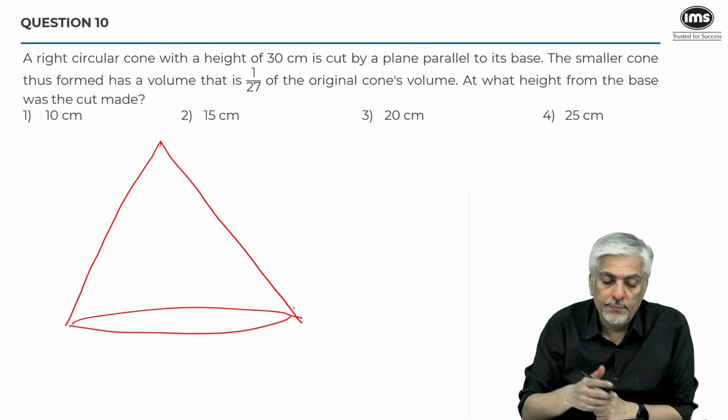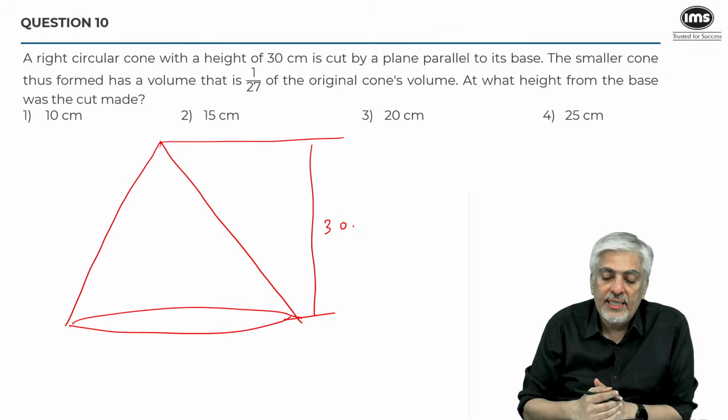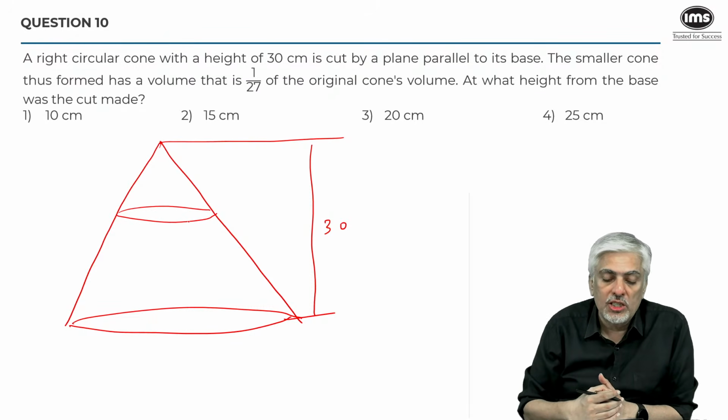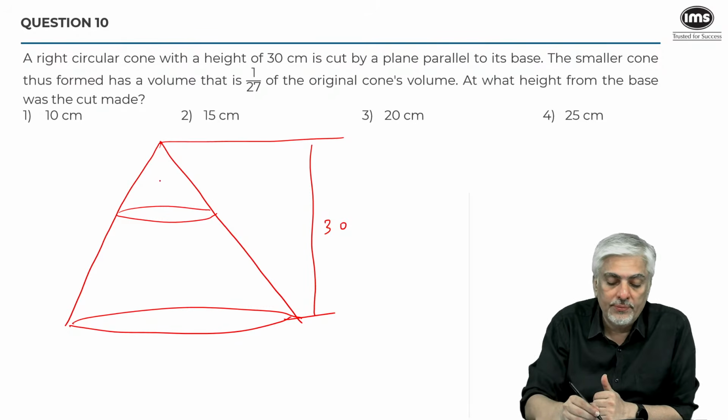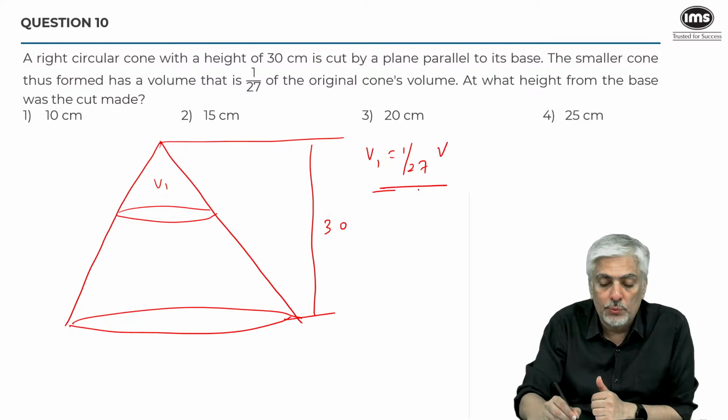There's a cone with height 30. The original height of the cone is 30, and it is cut by a plane parallel to its base. So it's cut over here somewhere, plane parallel to base. The smaller cone thus has a volume which is 1 by 27. So the volume of the smaller cone, V1, is 1 by 27 of the original volume.